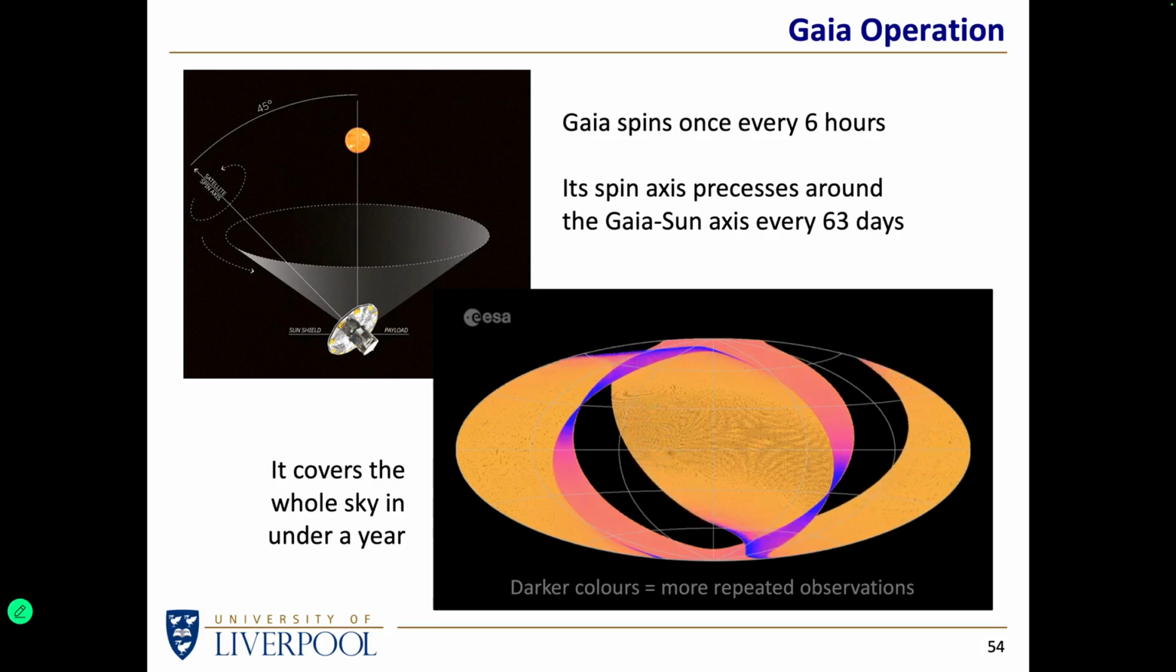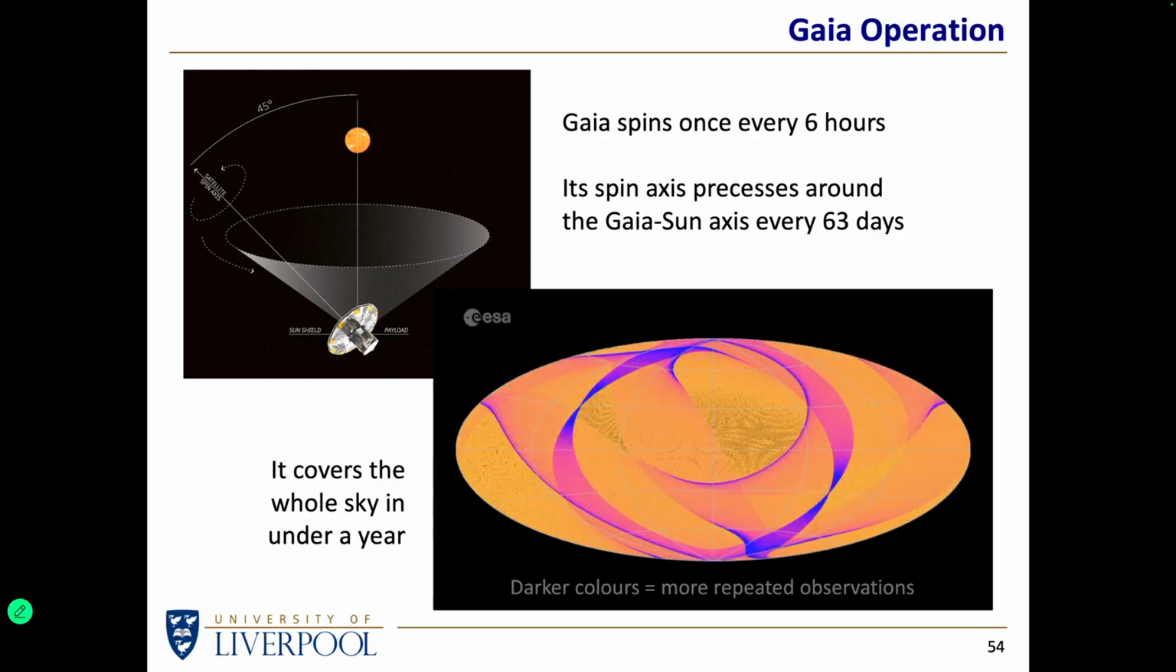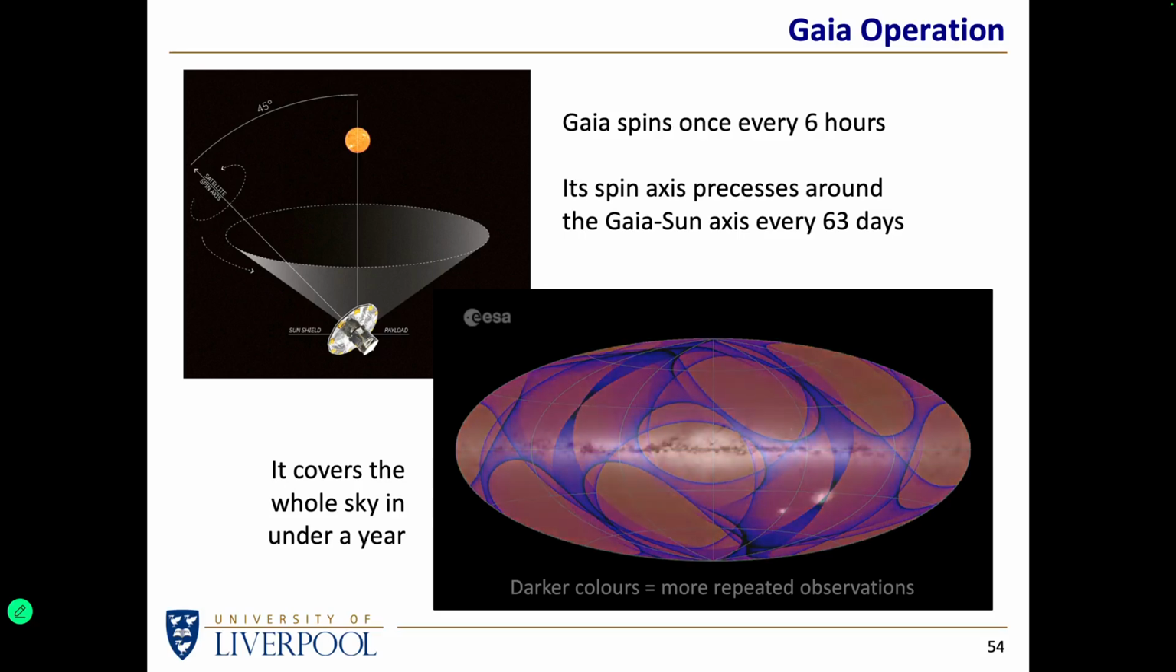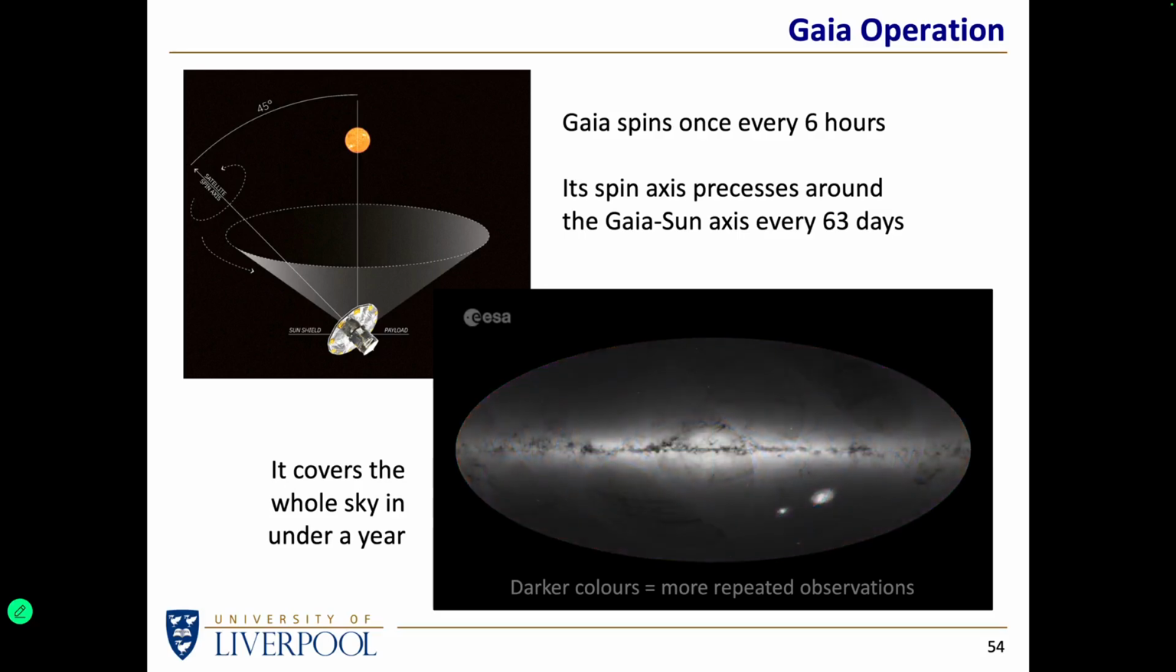In this cartoon in the bottom right, the darker colours indicate the region of sky that's mapped out more times. The darker the colour, the more times it's been imaged. So not every star is imaged the same number of times. They've tried to arrange it so they get a good sky coverage, and as long as they observe for many years, they will cover every part of the sky to very high precision.